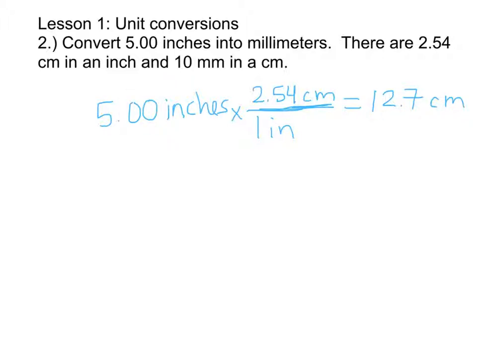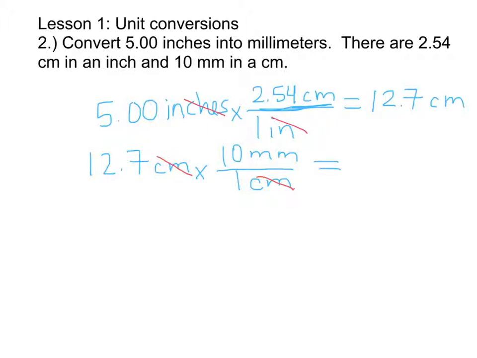And then if we do it in the next step, we can say now we have 12.7 centimeters, and our conversion factor here is that we have 10 millimeters in 1 centimeter. So remember, you're always going to want to set this up so that your units cancel out. And when we do this calculation, 12.7 times 10, we get 127 millimeters. So that's your final answer.